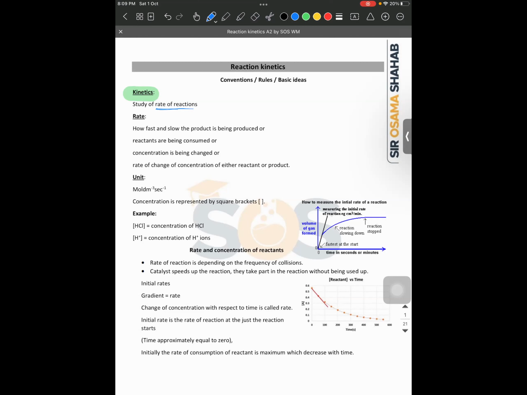Now let's start the rate of reaction. What is rate? Rate is actually when you are going to find out something with respect to time. So right now we are talking about chemical reactions. So definitely we are going to find out the speed, or we are going to find out the production. We are going to talk about the consumption of reactant with respect to time.